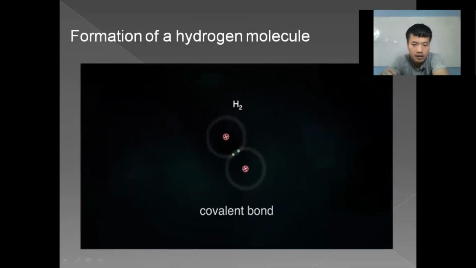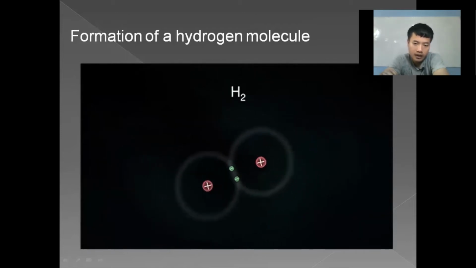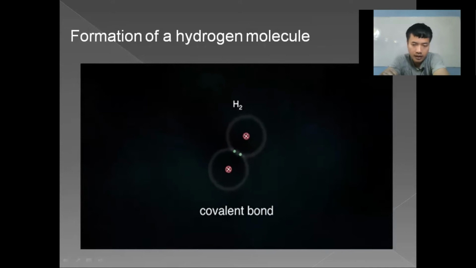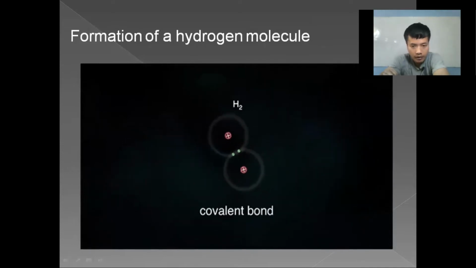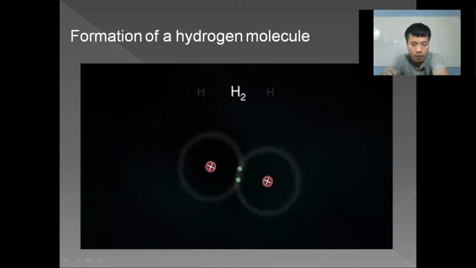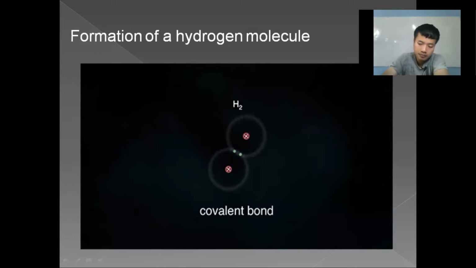In this picture, we can see that 2 atoms of hydrogen come together. They have only 1 electron each, they join with each other, and they form a bond. And this chemical bond is known as a covalent bond.